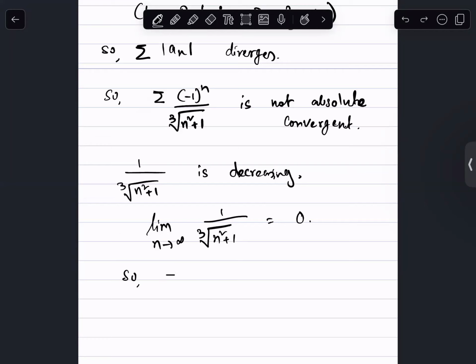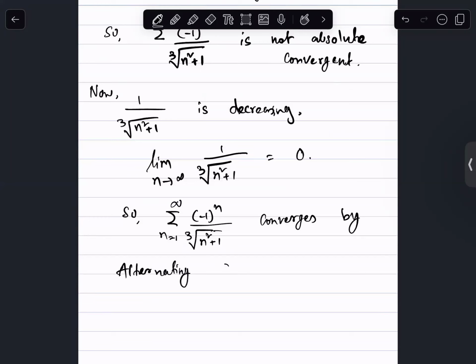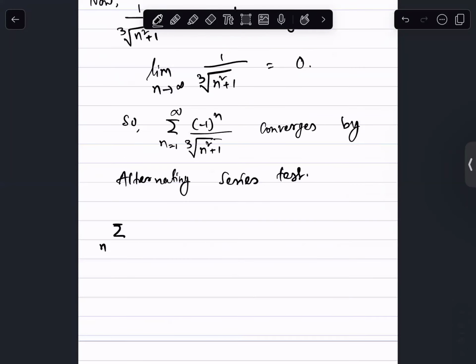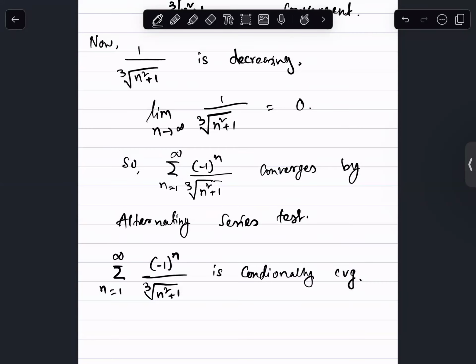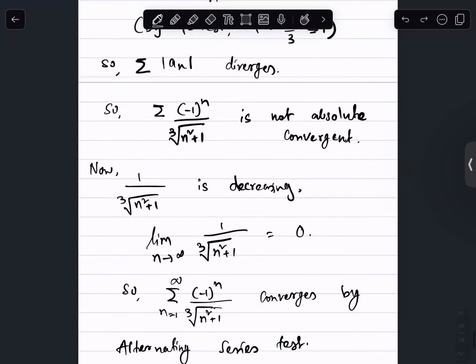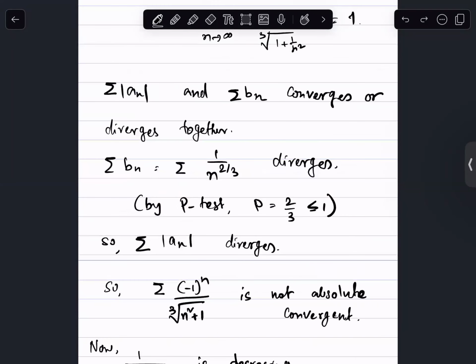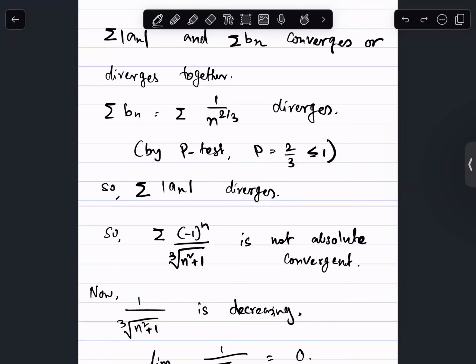The series summation n equal to 1 to infinity (-1)^n over cube root of n squared plus 1 converges by the alternating series test. Okay, cool. So therefore I can say that this series is conditionally convergent. Though this series is converging, if I take the modulus of the terms, then that series is diverging. That's why it is conditionally convergent basically.